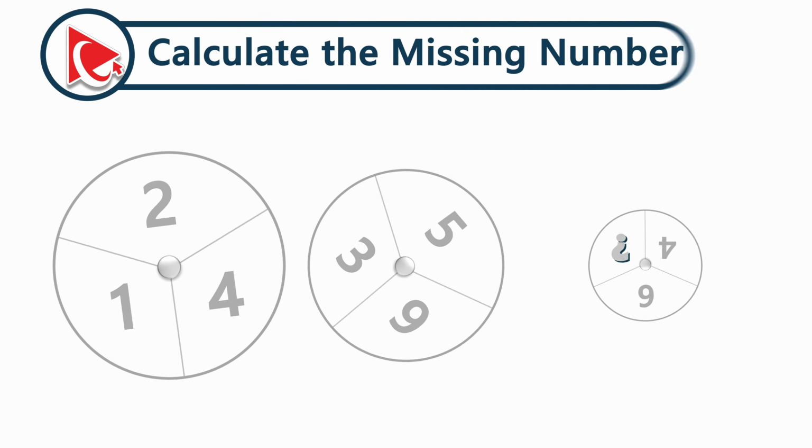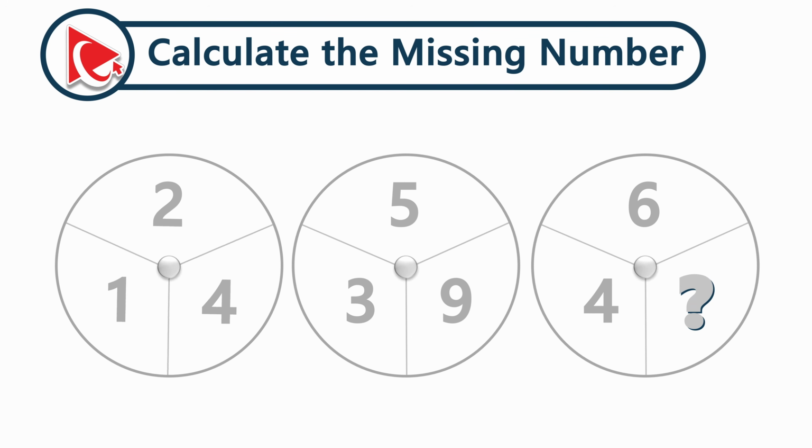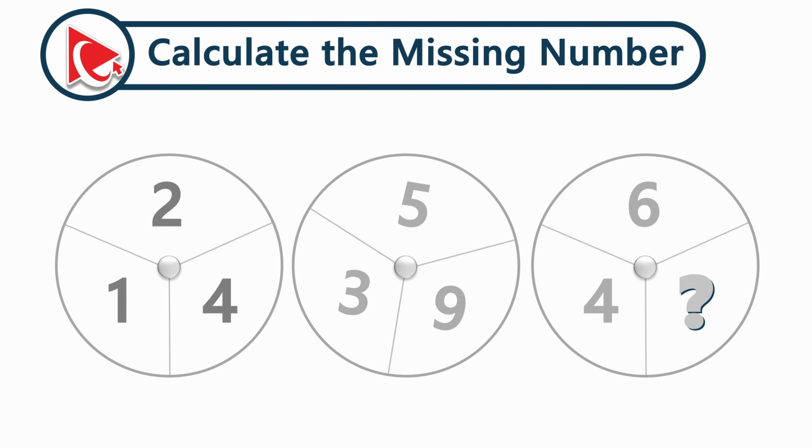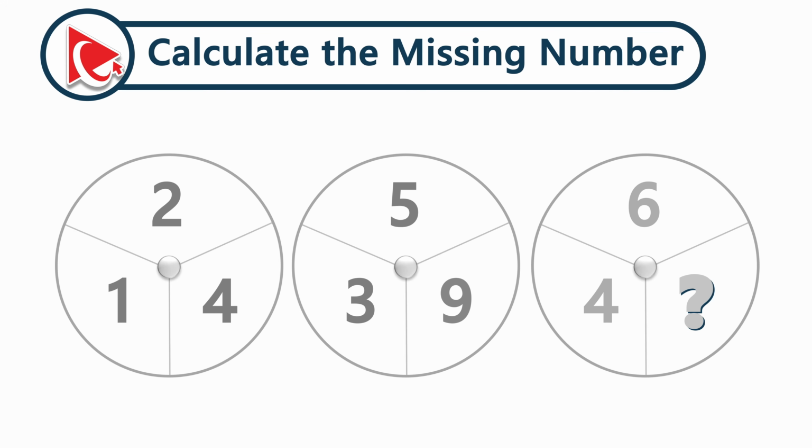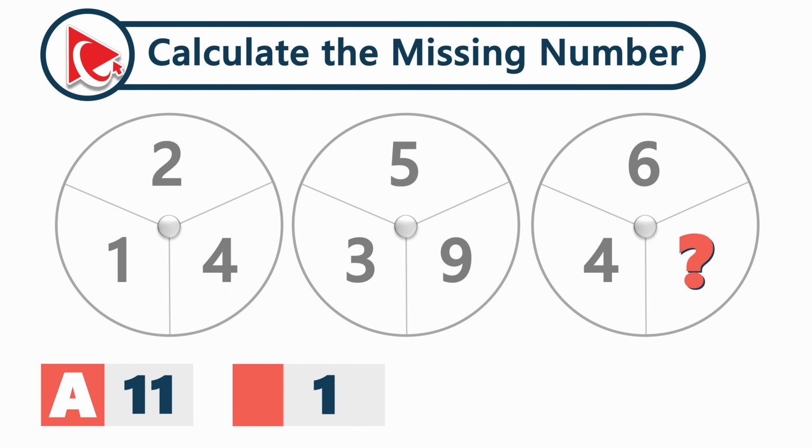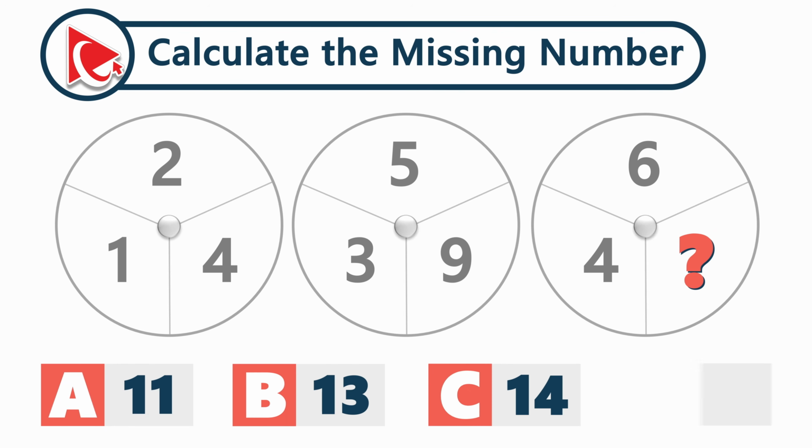You're presented with 3 circles. First circle has numbers 1, 2, and 4. Second circle has numbers 3, 5, and 9. And then the third circle has numbers 4 and 6, and then the third number is missing. You need to calculate the missing number out of 4 possible choices: A, 11, B, 13, C, 14, or D, 19. Can you try to solve it on your own?